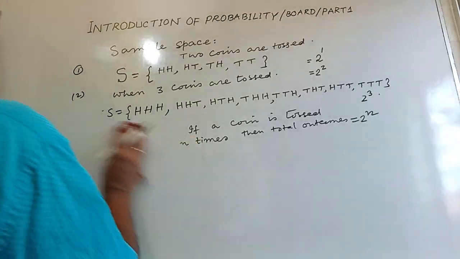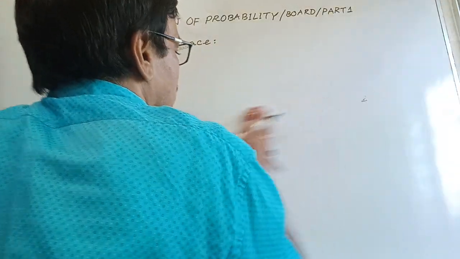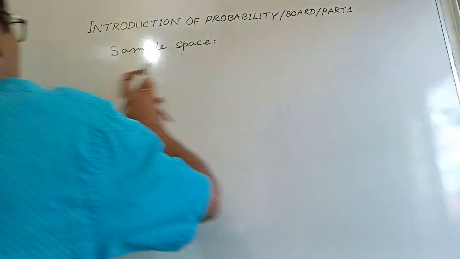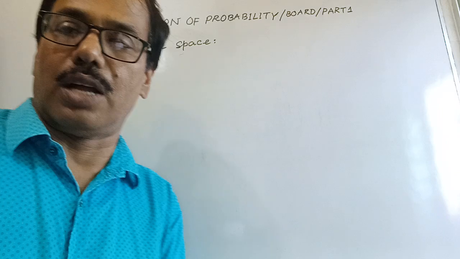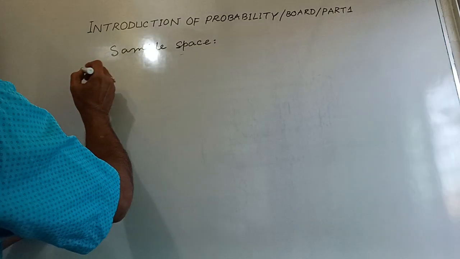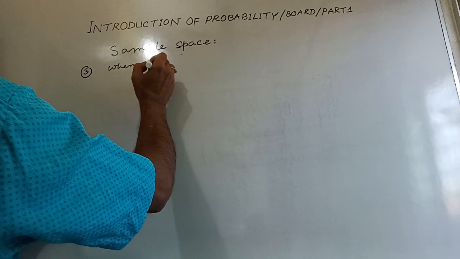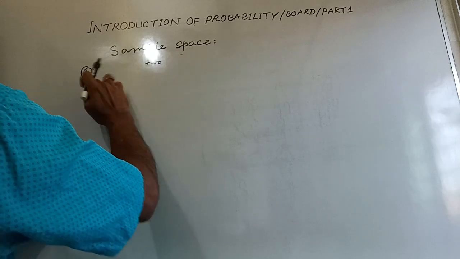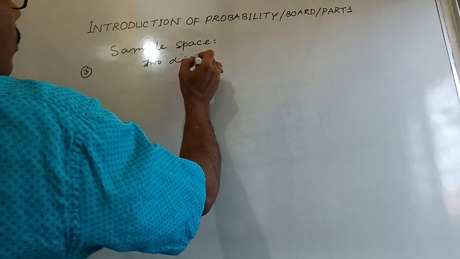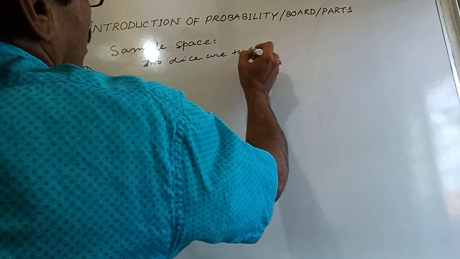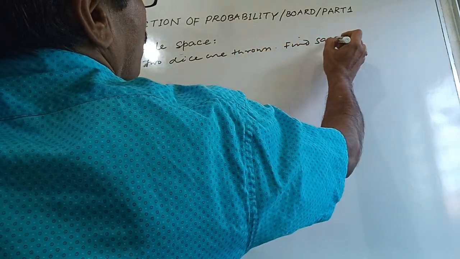Now we are discussing the basic, introductory concepts. This is of class 10 and 11. Now number 3: when 2 dice are thrown, find the sample space.